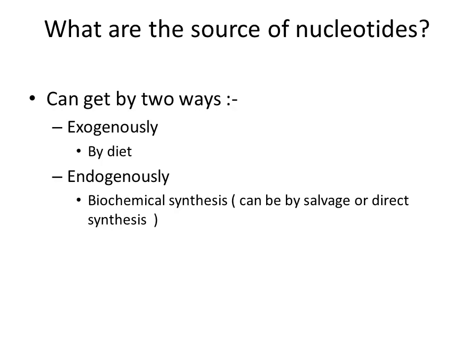What are the sources of nucleotides? We can get nucleotides in two ways, exogenously and endogenously. Exogenously we can get them by diet, and endogenously we can get them by biochemical synthesis. We can get them by salvage or direct synthesis. We are going to talk about each in these slides.